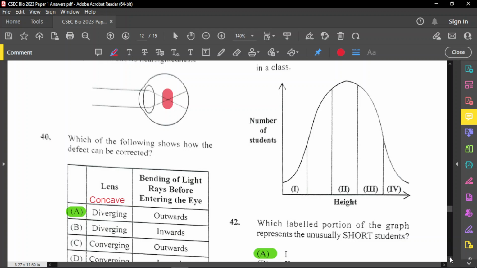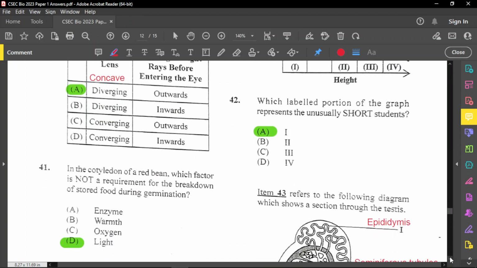All right, so I want them spread out some more so that by the time they converge, they're at the back of the eye, which is the retina.